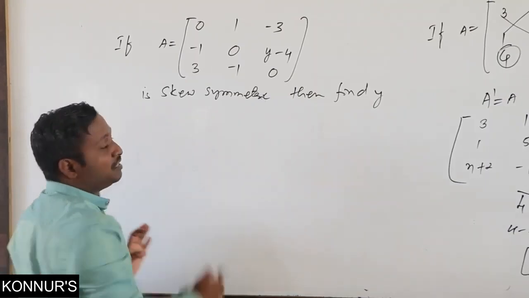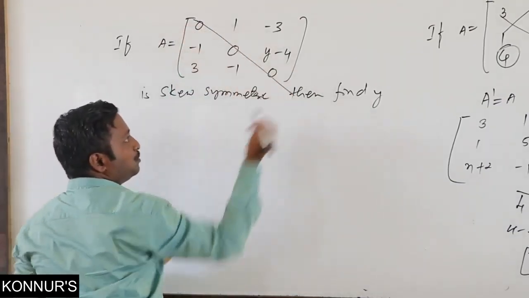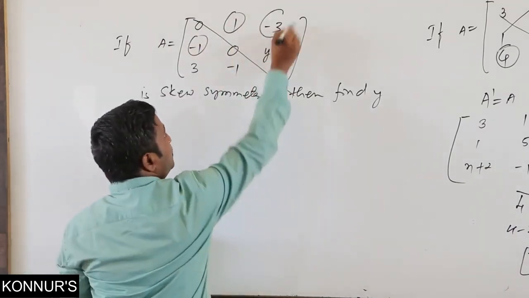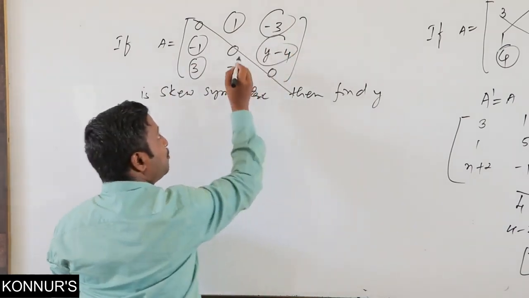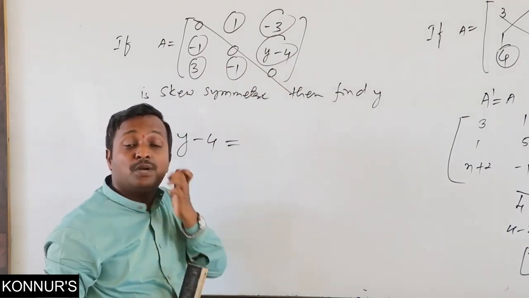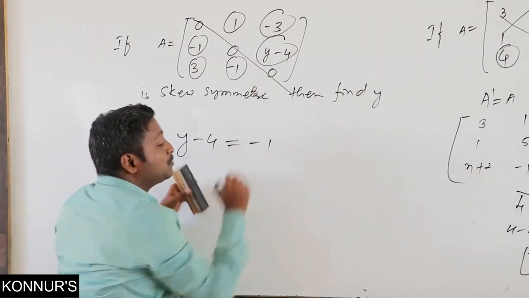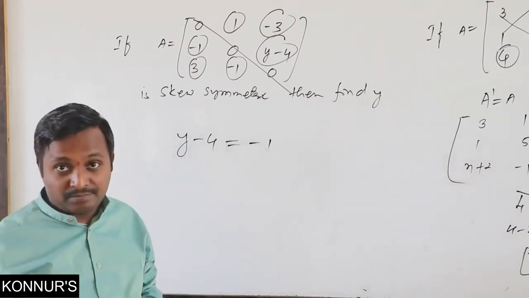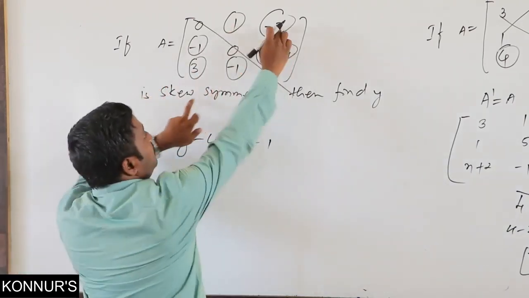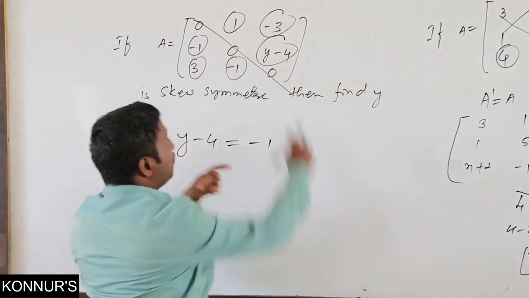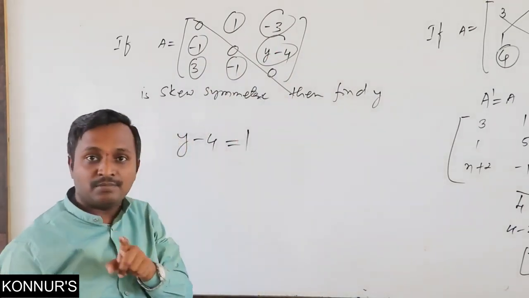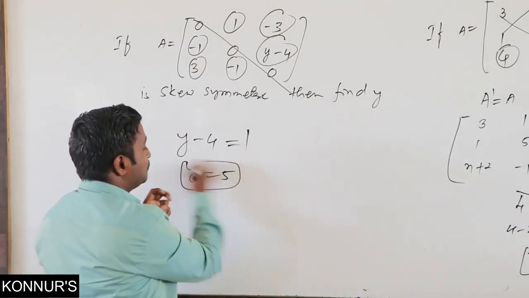I will do it another way. Observe 0, 0, 0, 0. Correct? Skew symmetric. 1 is there, minus 1. Correct? And minus 3 is there, plus 3 is there. Correct? Then y minus 4 must be equal to. Most of the students will write minus 1. No, it is not correct. Why? Because 1 and minus 1 have opposite sign. Minus 3 and plus 3, opposite sign. But y minus 4 equals the opposite sign of minus 1, which is plus 1. Got the idea? So y should be equal to 5. This is a question.